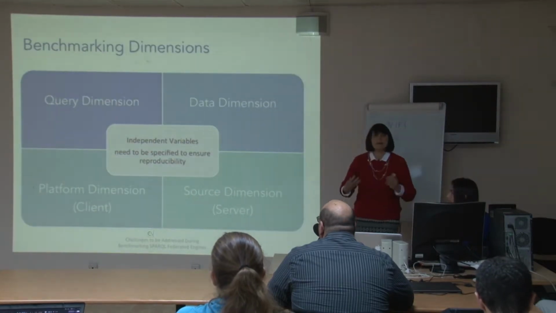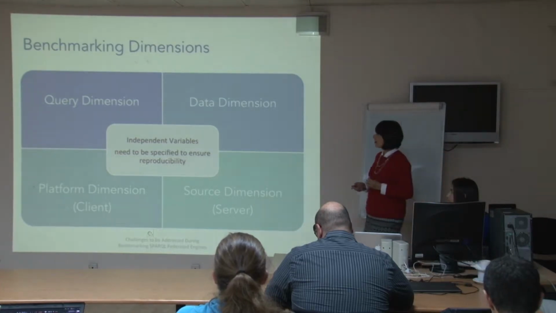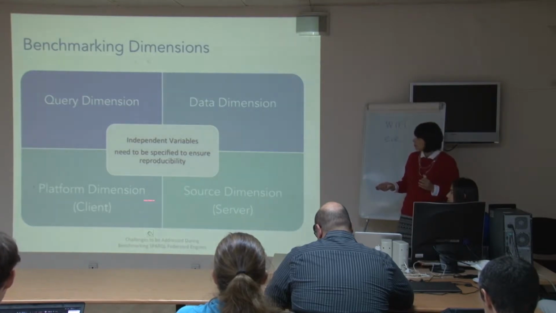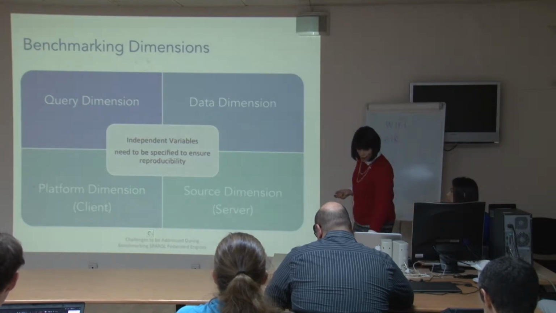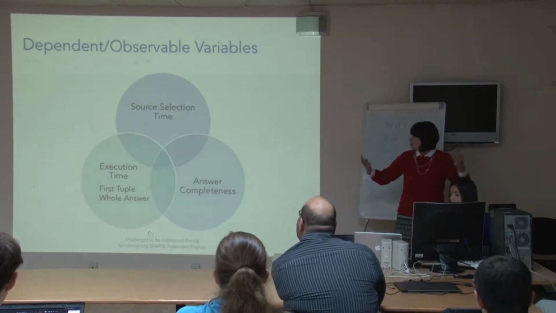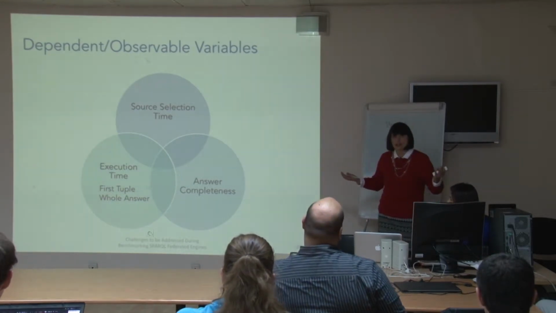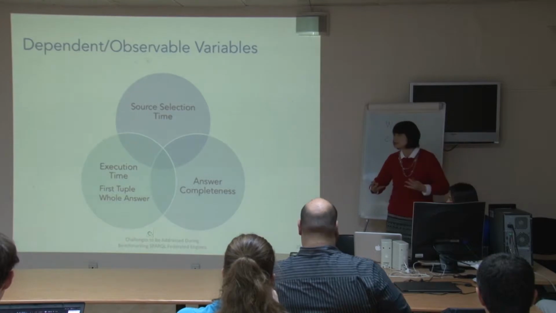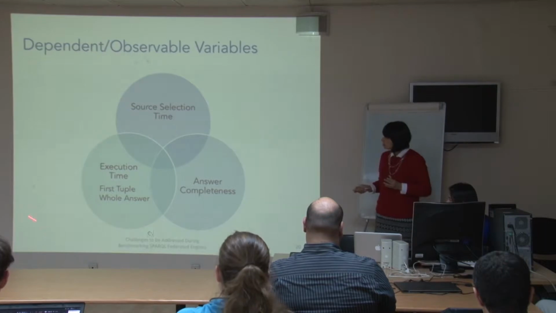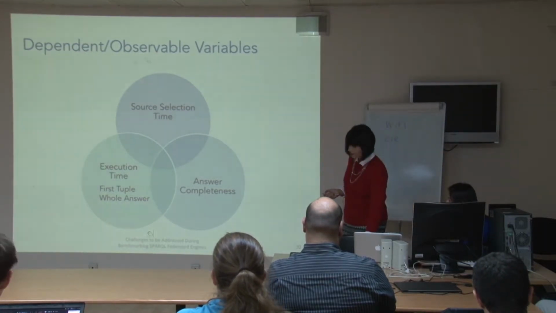So let's see what are the parameters that may impact on the performance of these engines. So we have query dimension, data dimension, platform dimension, and source dimension. So I will show different examples where all these engines can be impacted. And where are the dependent variables? So source selection time, we want to see how source selection time is impacted by all these parameters that I will explain to you, the execution time, and also the answer completeness.